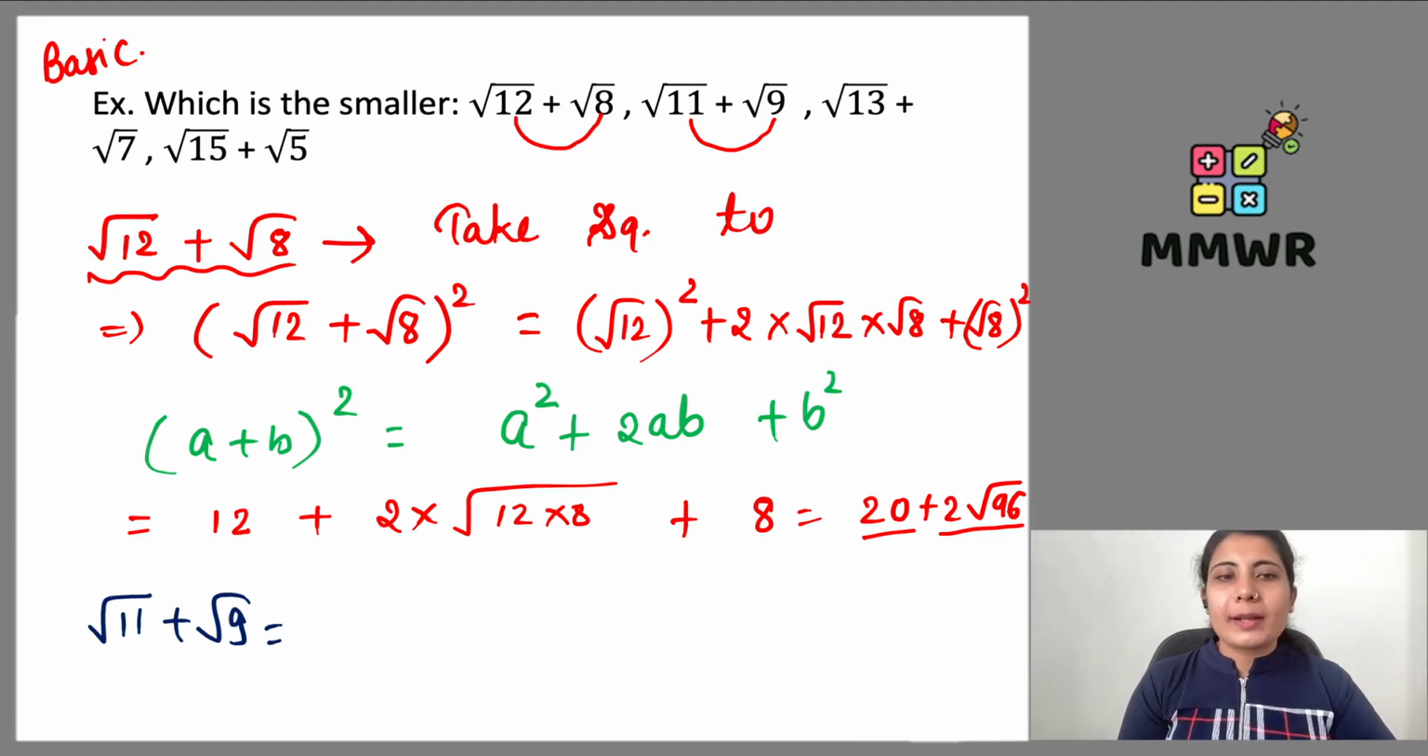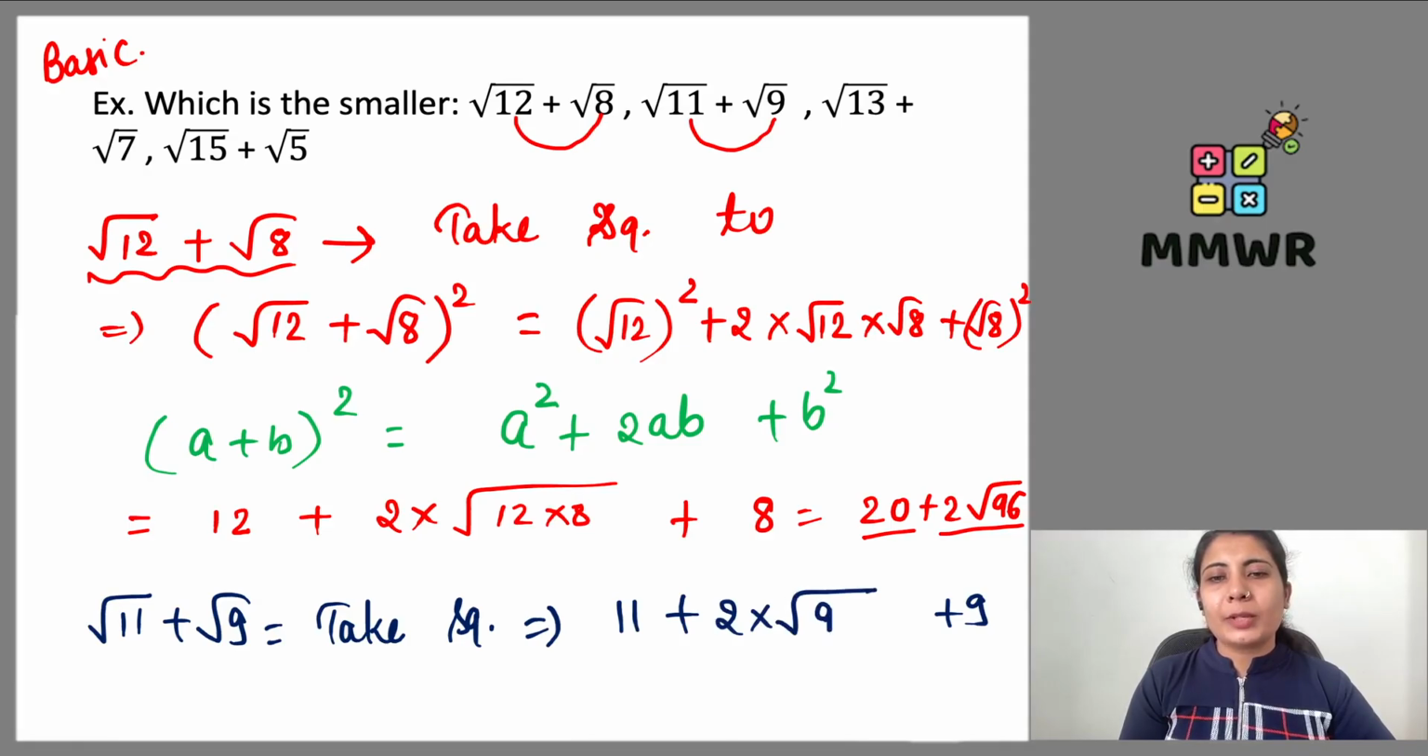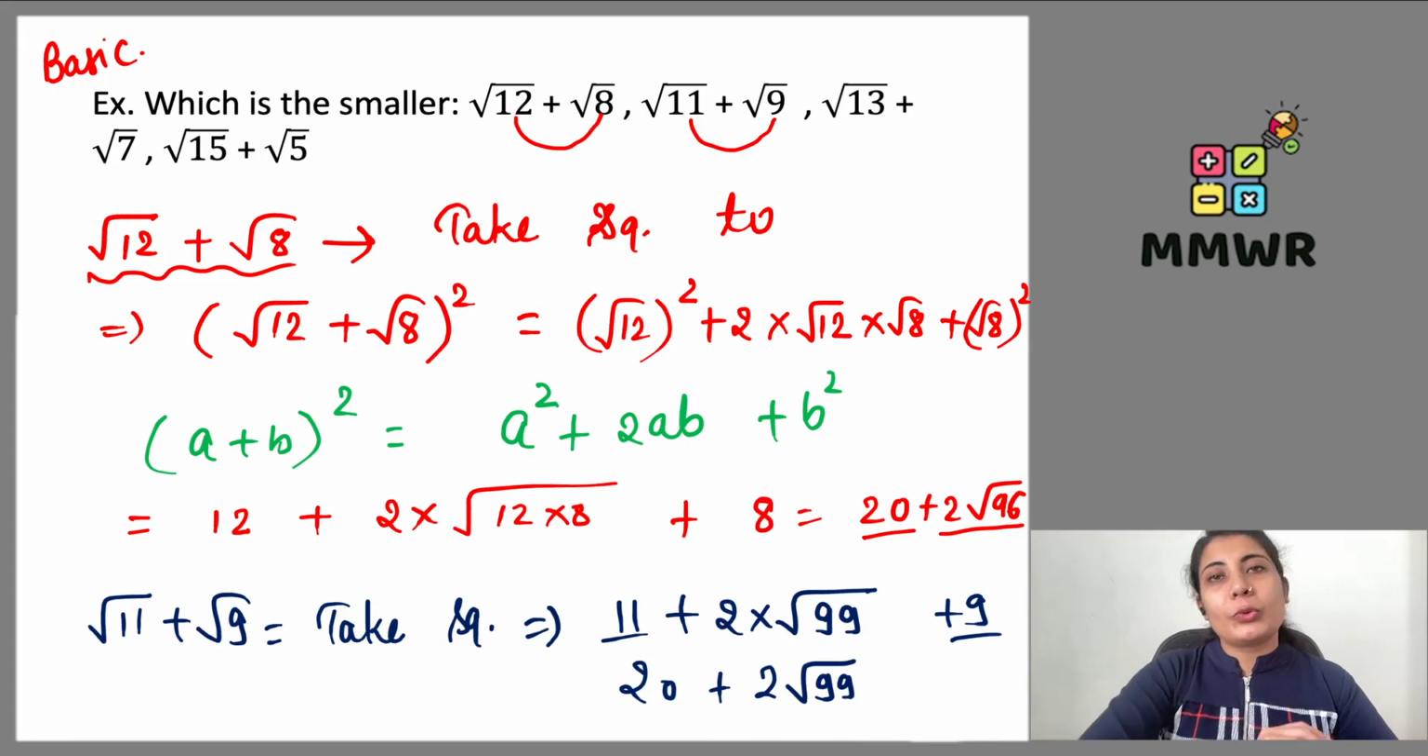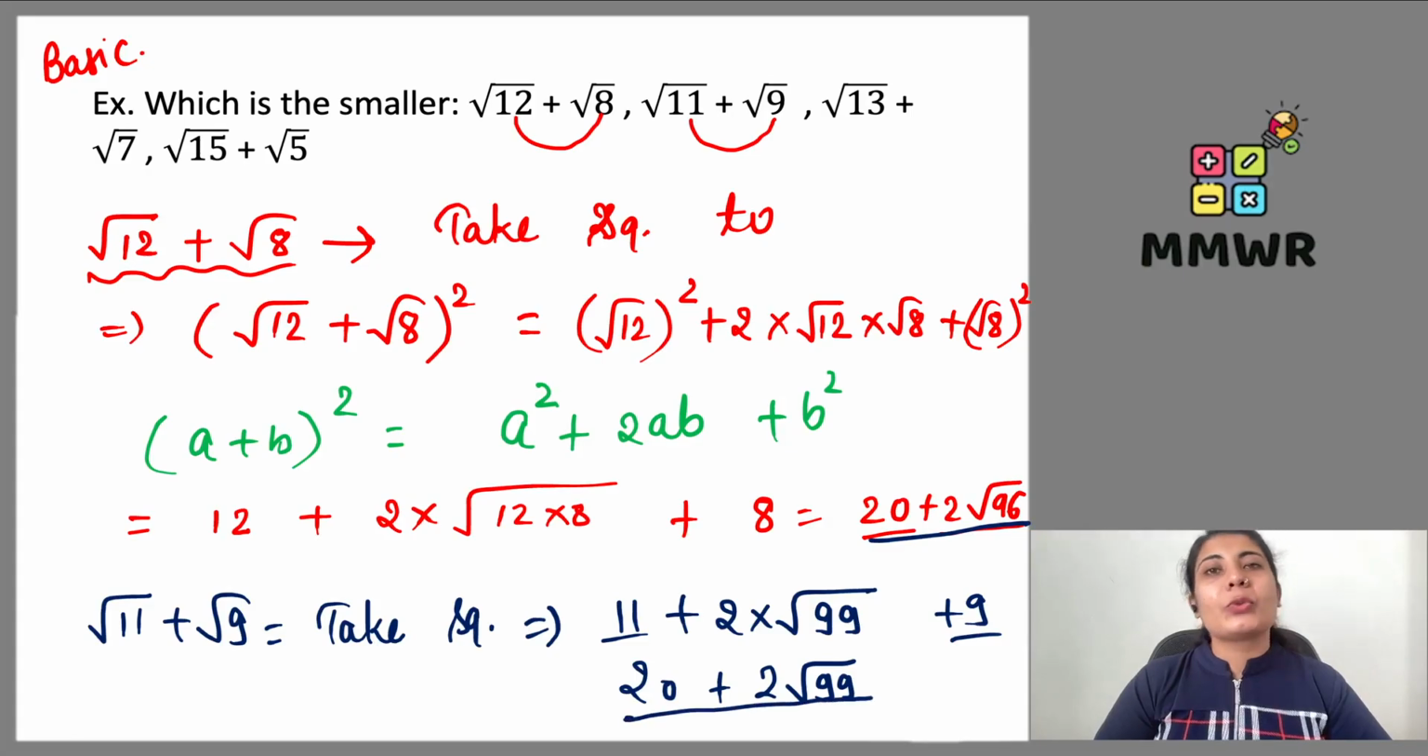We again have to take square. So we'll take square, and I'm simplifying here itself: root 11 square gives me 11, plus root 9 square gives me 9, plus 2 multiply root 11 multiply root 9 gives me root 99. So 11 plus 9 again gives me 20, both of them are the same type of natural number, plus 2 root over 99. After simplifying the first value root 12 plus root 8, I am getting root 20 plus 2 root 96. Here also 20 plus 2 root 99.